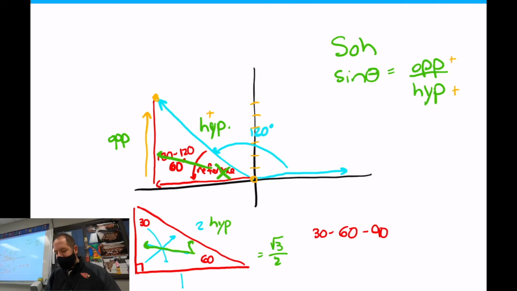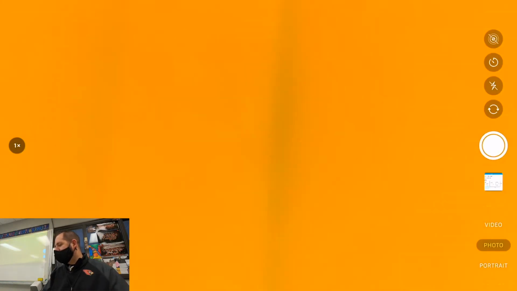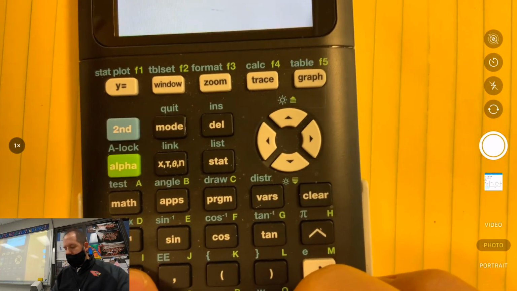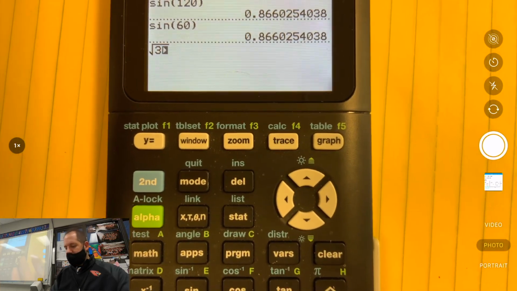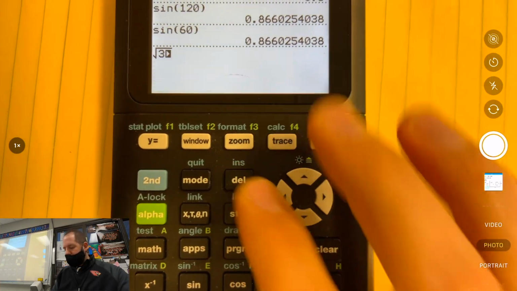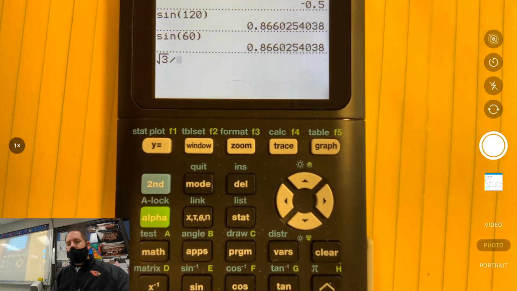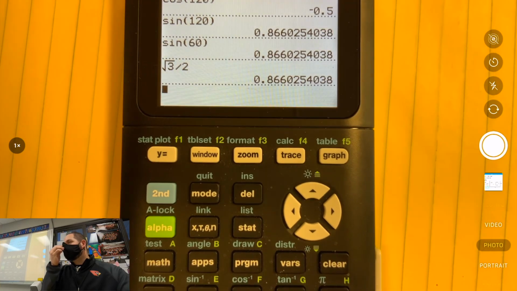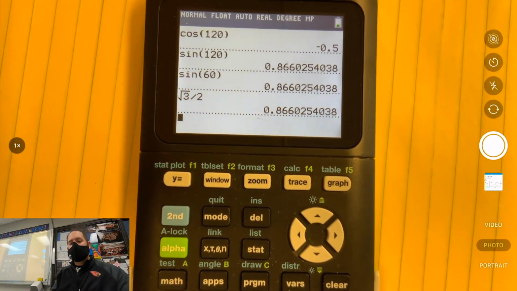So in fact, if I go back to the calculator that I typed a little bit ago, the square root of 3, the square root key is right here, square root of 3, close that parenthesis off, I need to do that. Square root of 3 divided by 2, get the same number. So it's using special triangles to actually calculate trig functions.